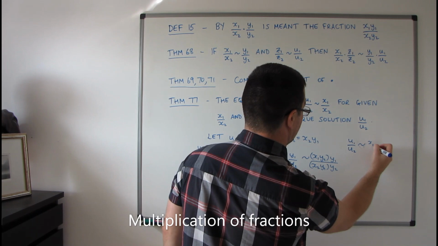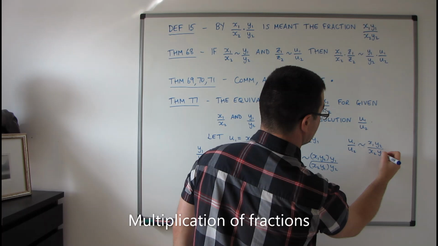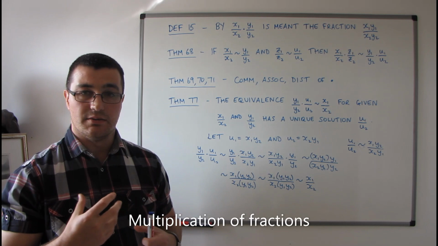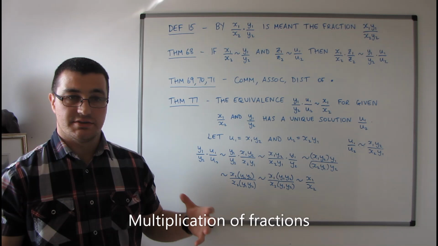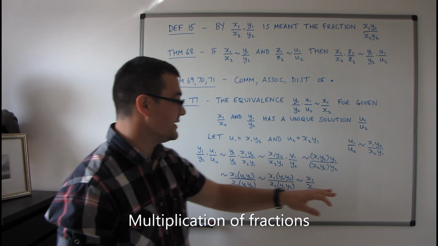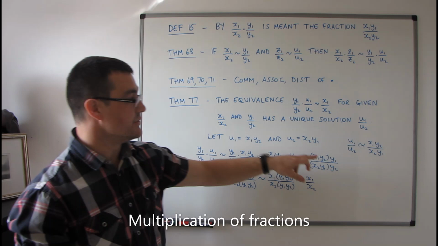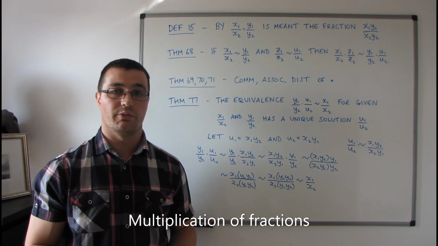So the solution, therefore, is u1 over u2 equivalent to x1 y2 over x2 y1. This is kind of what we'd expect anyway from our intuitive notion of multiplication and things like that of fractions. There is no division of fractions defined in Landau's book, but this is what we would get effectively using our intuitive notions of operations on fractions. If we were to divide the fraction x1 over x2 by y1 over y2, this is exactly what we'd get. So it coincides exactly with what we expect. There's not really any surprises there.